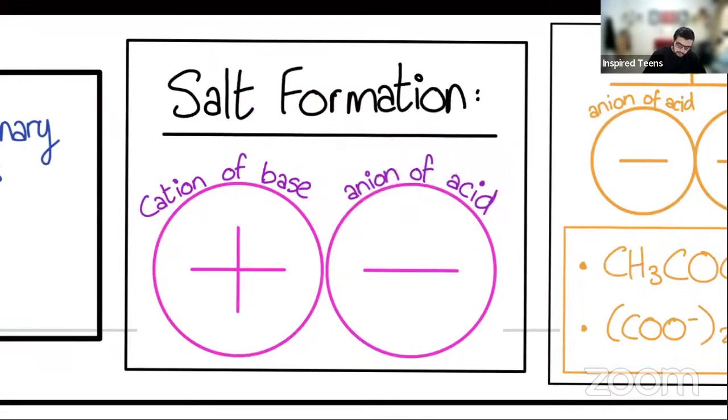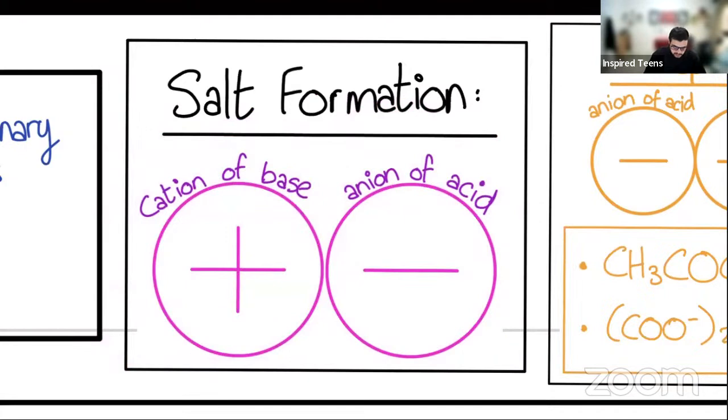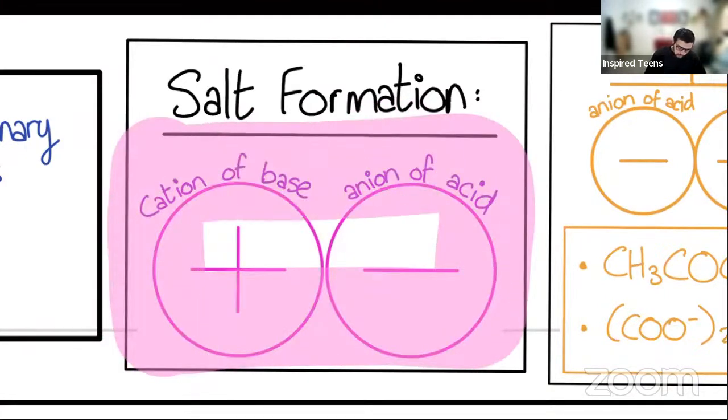Okay, so yes, we form it. How do we form the salt? Cation of the base, anion of the acid. Always, except some exceptions. We'll go through the exceptions in a bit, but for the most part, you are going to form your salt by taking first your cation of your base and putting it together with your anion of your acid.